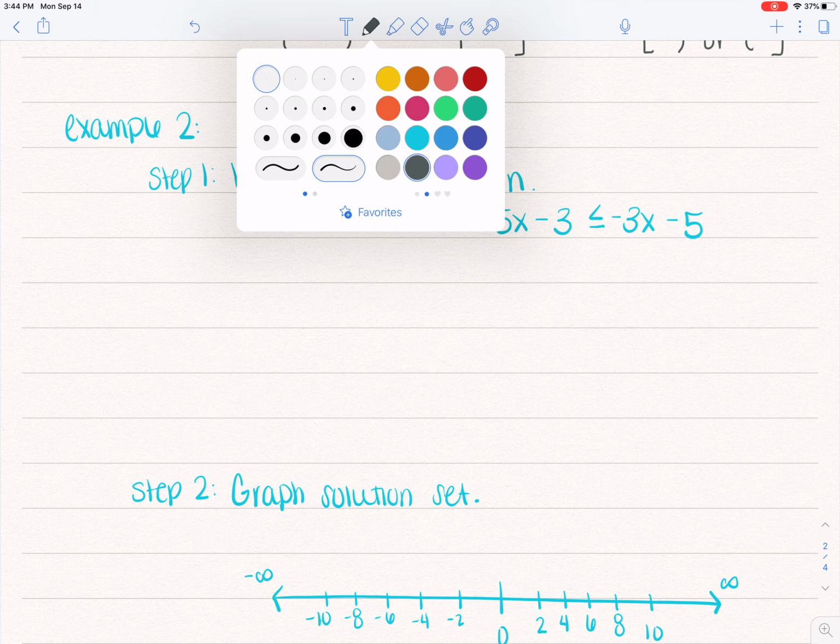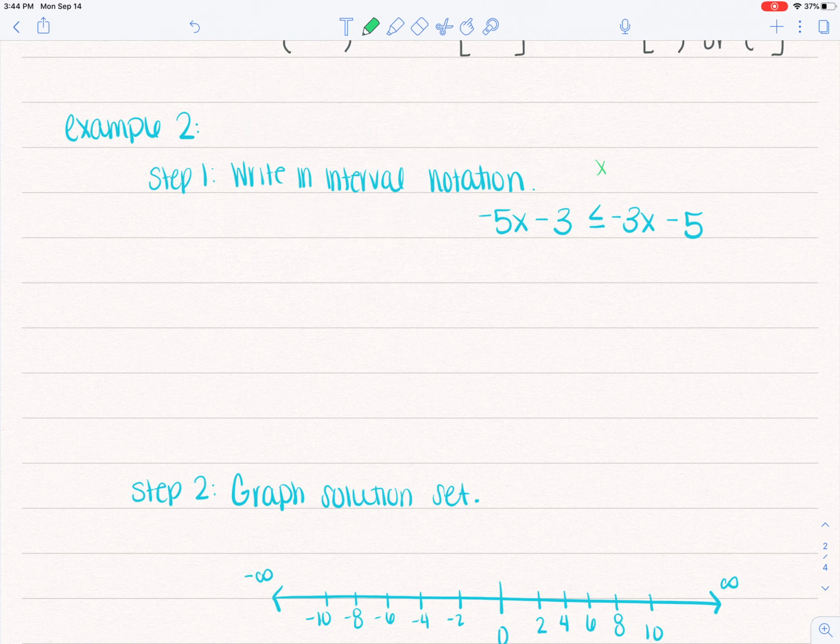I always am going to move the variable to the left, and that's just for inequalities. It's because it's going to make your life a little bit easier when you graph. So I'm going to add 3x to both sides, which those are going to cancel. I'm left with negative 2x minus 3 less than or equal to negative 5.